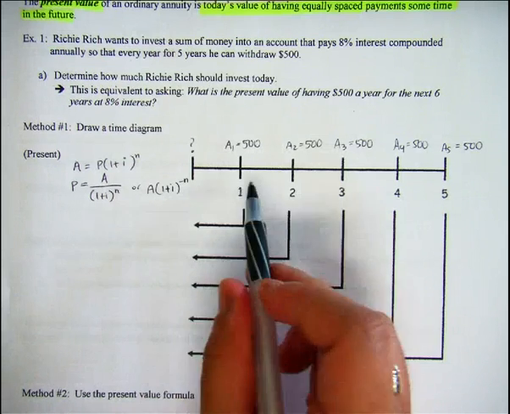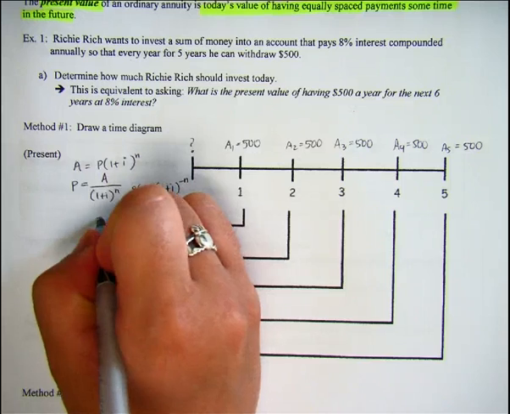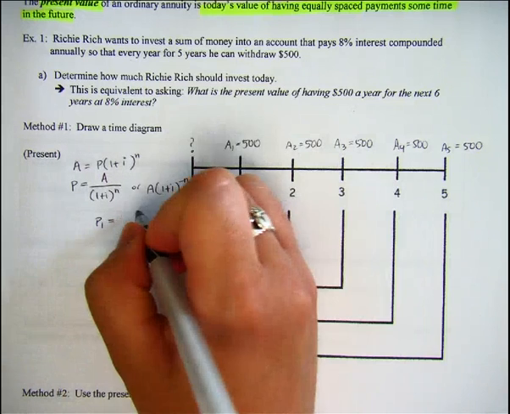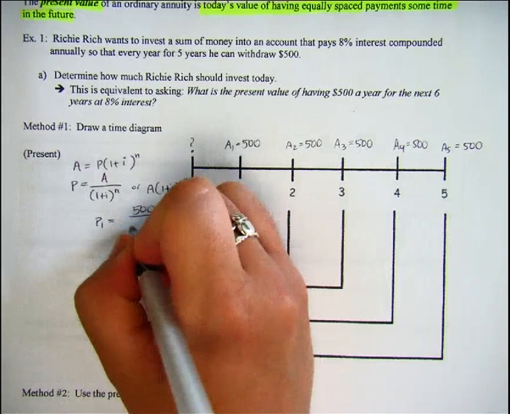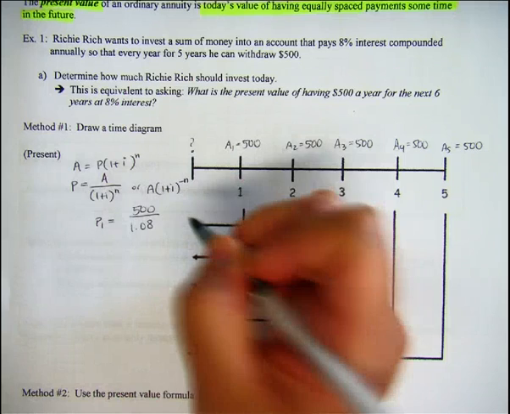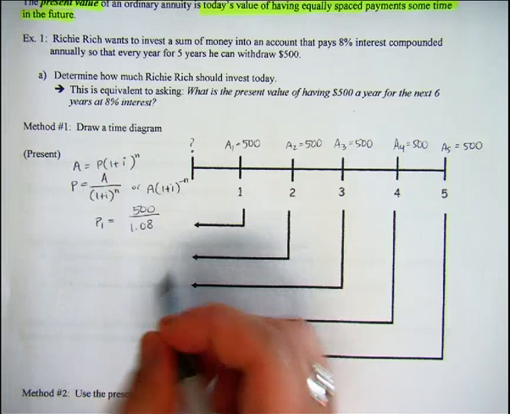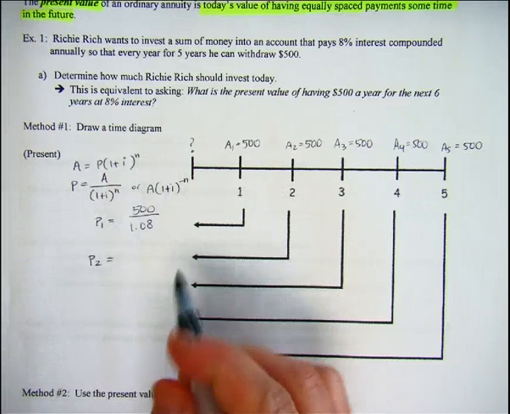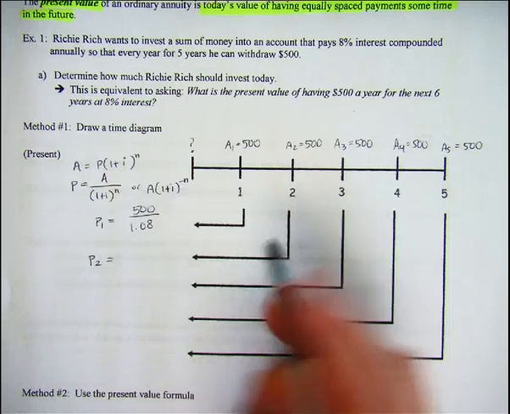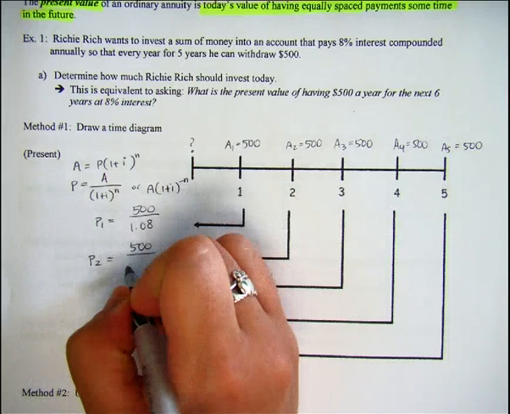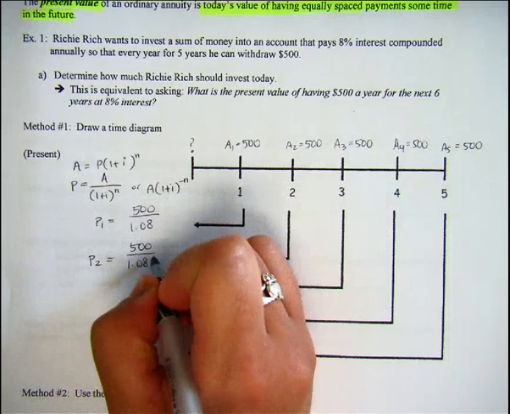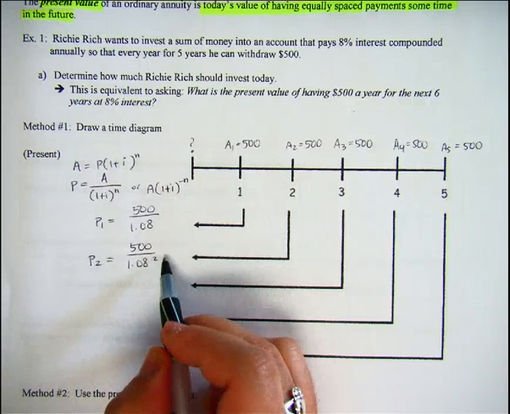So let's work backwards for every year. So he needs to put in some amount of money so that after 1 year he has $500. Okay, so he's earned 1 year of interest. He also needs to put in some amount of money today so that 2 years later he will have $500. And to get to that $500 he would have earned 2 years of interest.